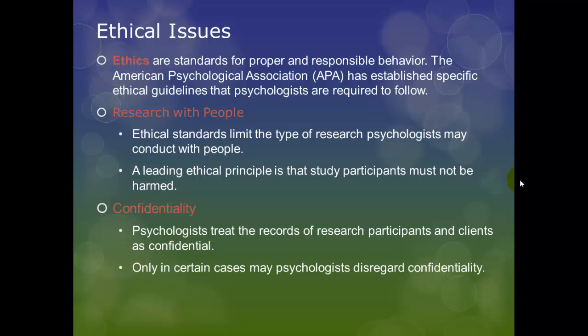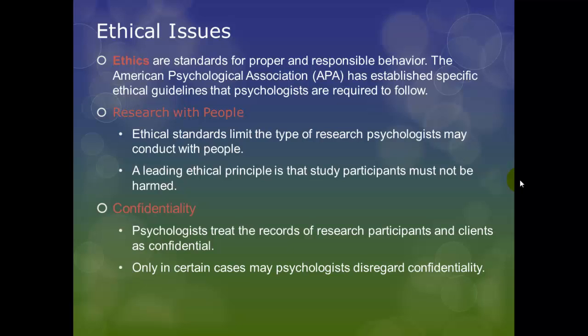But let's go over how to do research with people, and there's a difference between people and animals. People, let's talk about first. Standards limit the type of research that psychologists may conduct with people. A lot of the experiments we're going to be talking about are old, and they were helpful. We did learn stuff from the experiments, but they were probably unethical by today's standards. The leading principle is that study participants may not be harmed, and some of the people were not physically harmed, but psychologically harmed in the older experiments that we're going to be looking at.